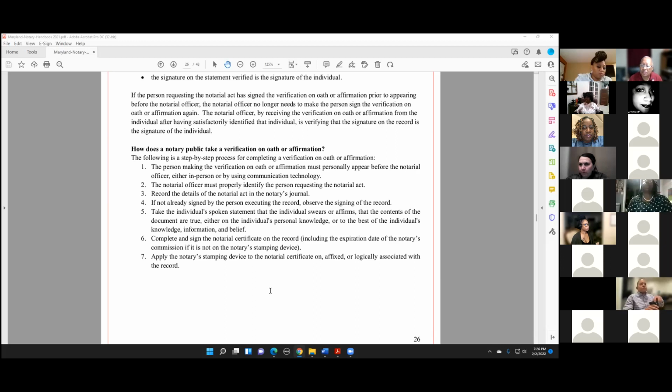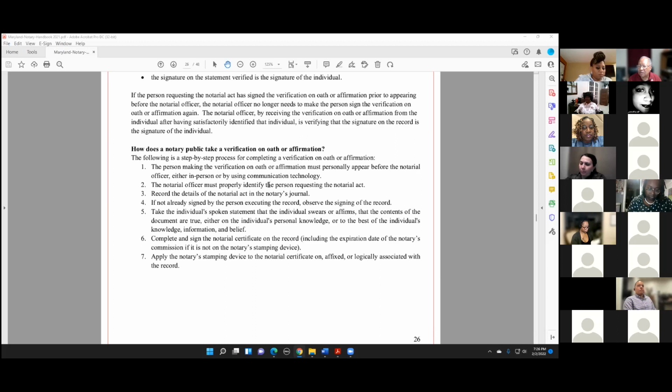Are you talking about the difference between an acknowledgement and a verification? Or are you talking about between oath and affirmation? Oath and affirmation. Well, it's basically one certificate. It compels truthfulness. But like Mr. Harris says, if you take a verification on oath, the signer swears to a divine being. If you take a verification on affirmation, then the signer is swearing on their own honor. Right. But the certificate that you use is the same for both.